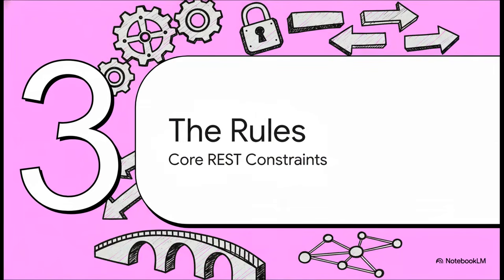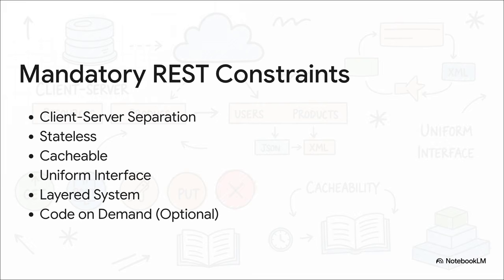Now hold on. Just because you're using nouns and verbs doesn't automatically make your API RESTful. To really earn that title, a system has to play by a specific set of rules, or constraints. And honestly, these constraints are where REST gets all its power. Here are the big ones. Client-server separation is huge. It lets your UI and your data storage evolve independently.